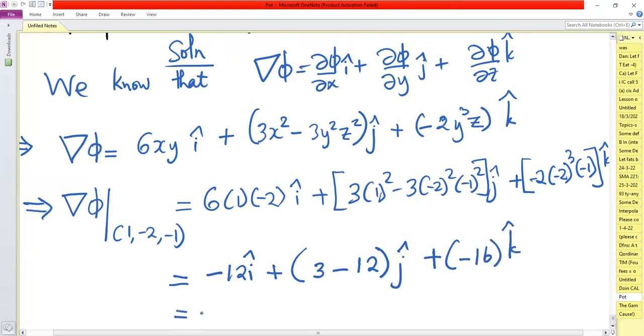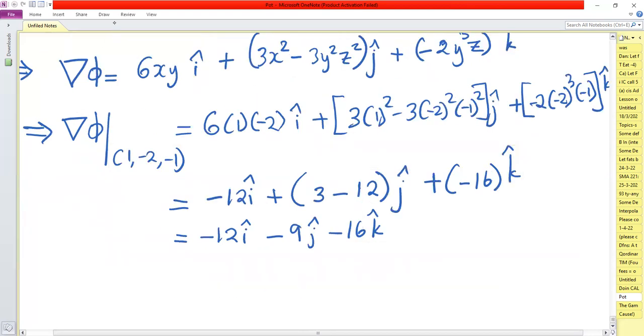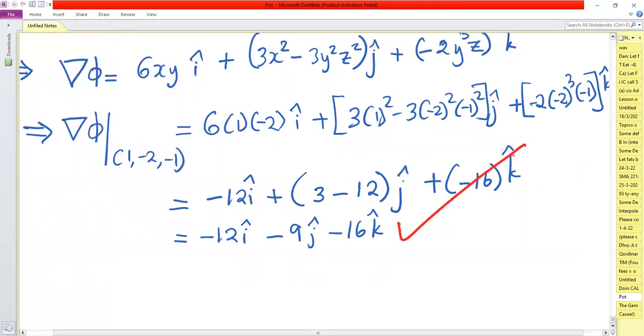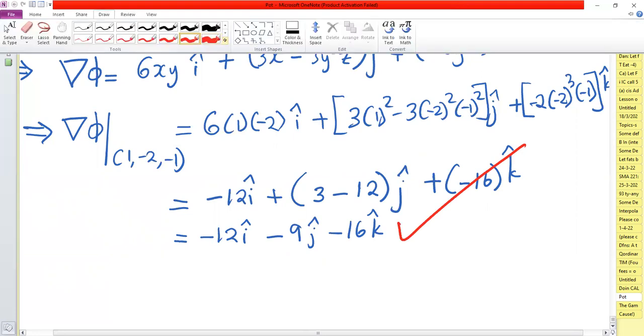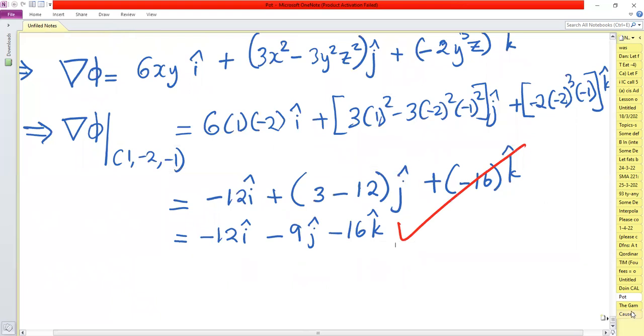So in simplification, you get minus 12 i, 3 minus 12 is minus 9, then minus 16 k. So therefore the gradient at the specified point for this scalar function is given by minus 12 i minus 9 j and then minus 16 k.